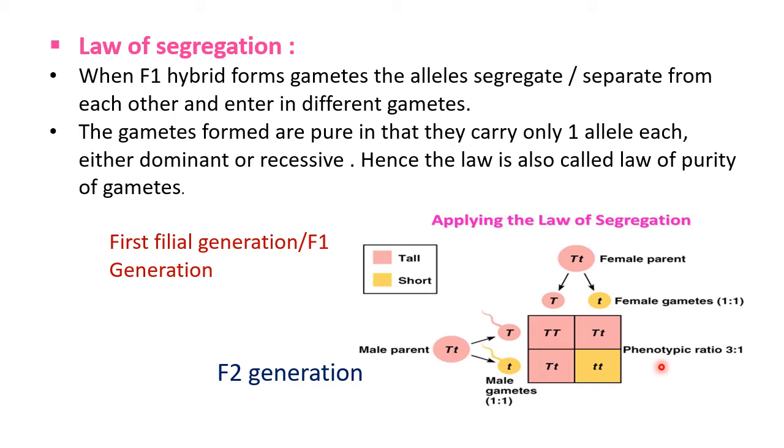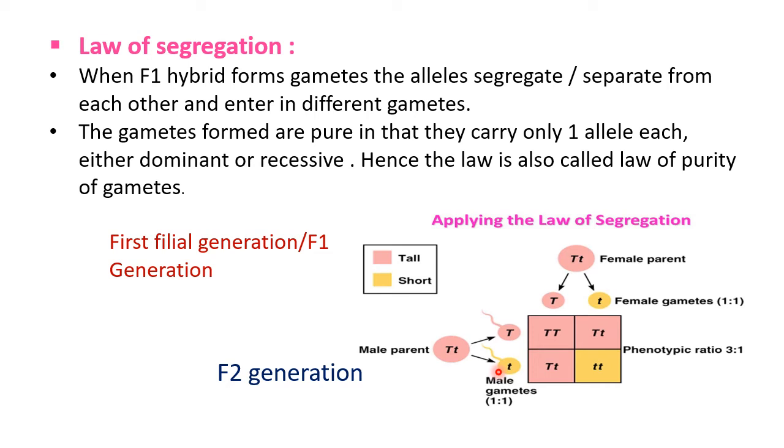Here we see that gametes unite to form different combinations and produce tall pea plants and dwarf pea plants in the ratio of 3 to 1. Hence the dwarf character, which was not expressed in the F1 generation, later on appears in the F2 generation. The small t factor remained pure for the character dwarf.